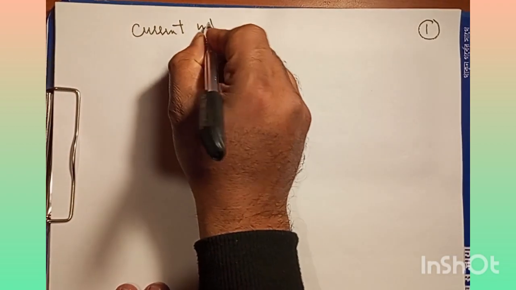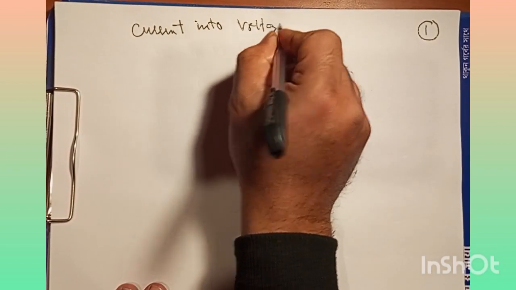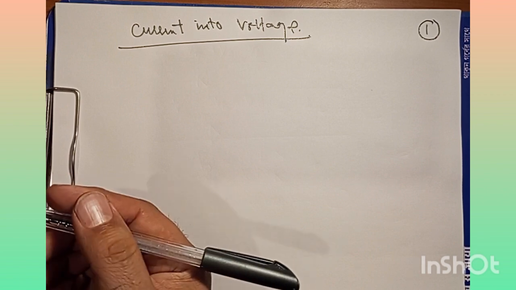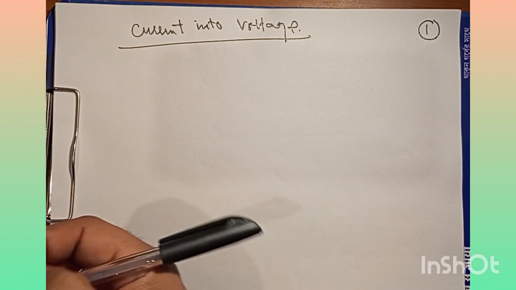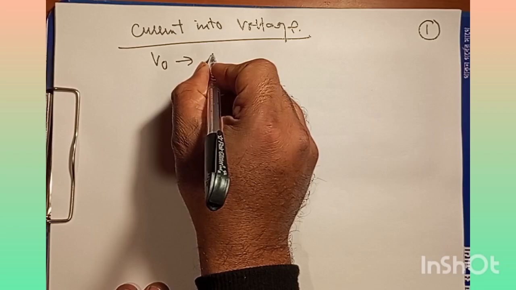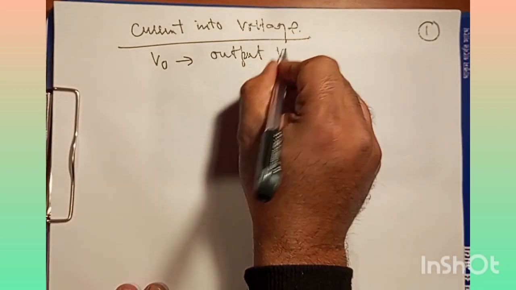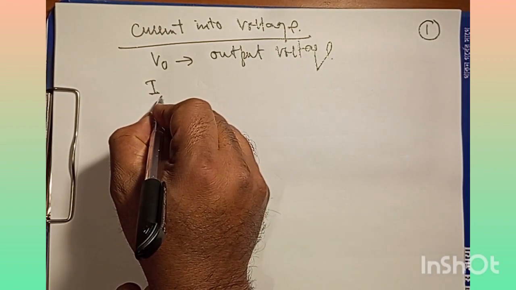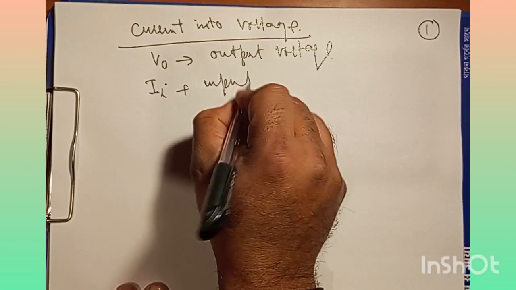In this video, we'll be talking about the conversion of current into voltage. So we have a circuit by virtue of which we can convert current into voltage. The output voltage, say VO, is directly proportional to the input current, say II.